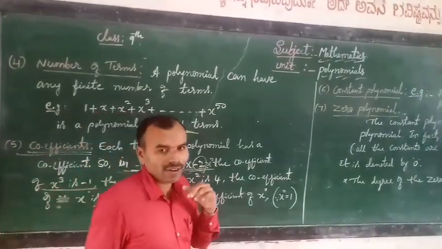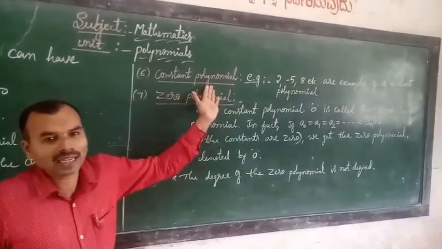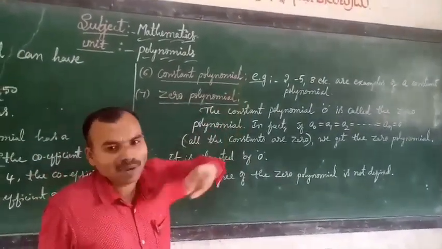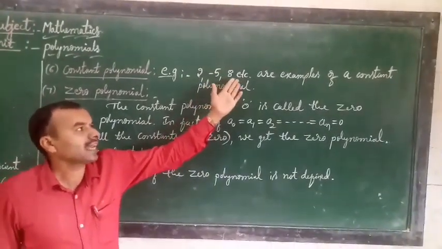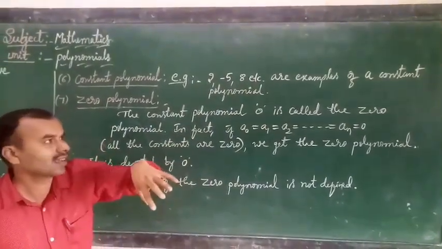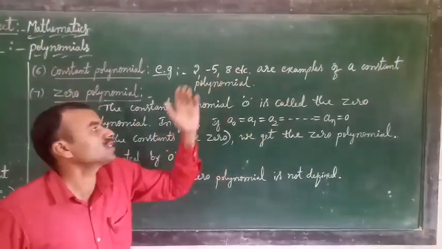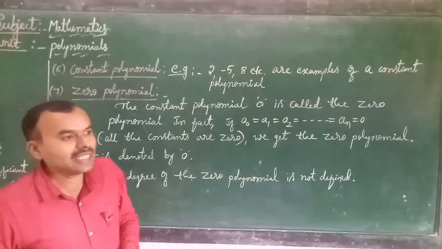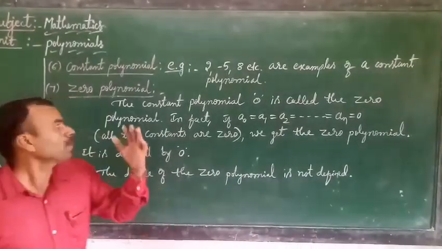Next, we write the heading constant polynomial. For example, 2, minus 5, 8, etc. Any number, any constant, are examples of a constant polynomial. Each number is called a constant polynomial.